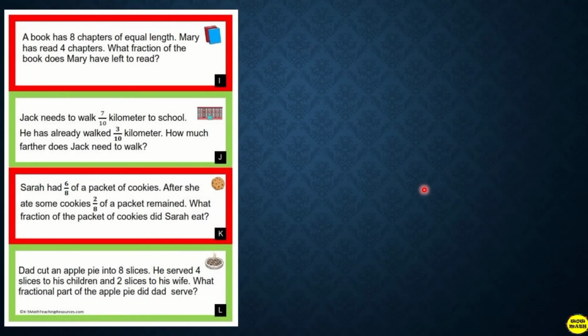Let's have this one. So, a book has 8 chapters of equal length. Mary has read 4 chapters. So, meron na daw siyang nabasang 4 chapters. So, yun ang una natin gagawin, no? Intindihin natin ang problem. First step, always understand the problem. Okay? That is very important. And then, what fraction of the book does Mary have left to read? Okay? So, merong daw 8 chapters. Nabasa niya na yung 4 chapters. What fraction? Anong fraction ng kabuuan yung nabasa niya na?